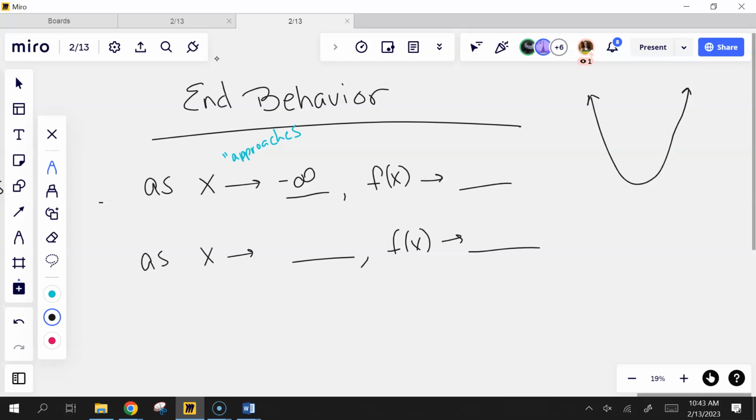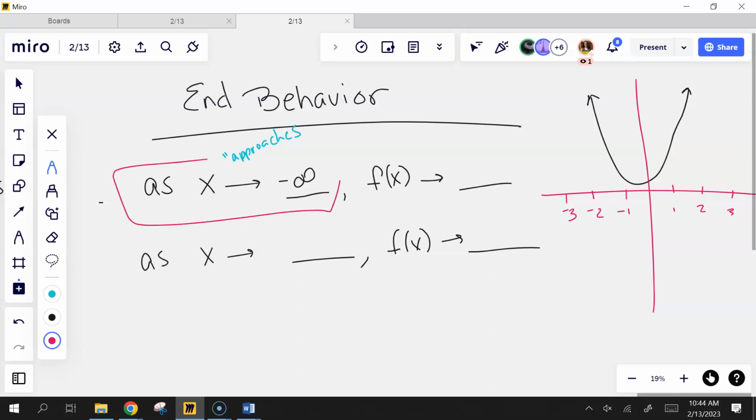Okay, so let's think about it. If x approaches negative infinity, that means x is getting really, really small, right? Which direction does x get smaller? X is my horizontal axis, right? So this is 1, 2, 3, and so on. This would be -1, -2, -3. Which way, left or right, does x approach negative infinity? To the left. So anytime I see this, this means look at the left side of the graph.